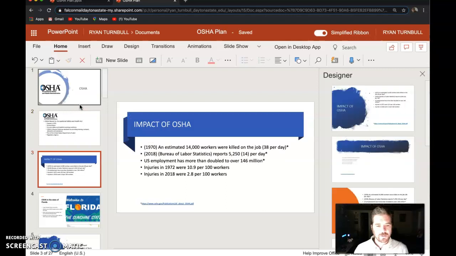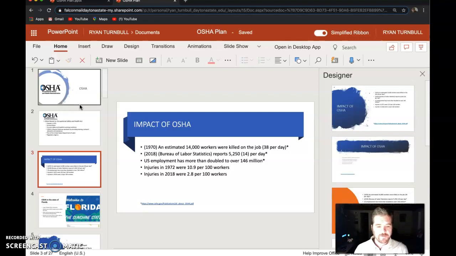The impact of OSHA. So we got some interesting facts. We got some numbers to throw out there for you, and these numbers will show some of the big impact that OSHA has had. It's been a really good thing for workers, especially when the jurisdiction falls under OSHA. So let's go right into the numbers. So in 1970, an estimated 14,000 workers were killed on the job. So you can see there was quite a big problem, and something needed to be done. So that comes out to be 38 people dead per day.